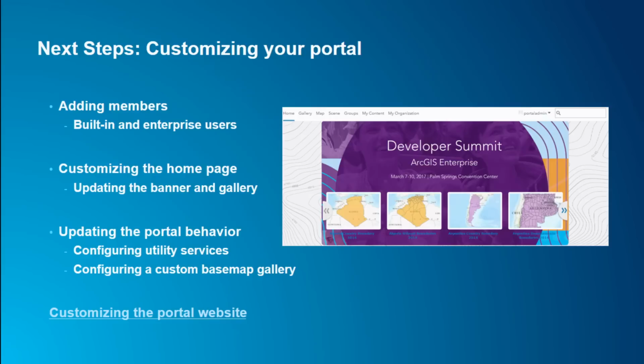And you can update some of the portal behavior. And this is by configuring utility services. For example, if you want a custom geocode service within the portal, if you want a custom routing service within the portal to use within web apps or within the web map viewer. And also if you want to use a custom base map gallery. So a lot of organizations have their own base map services that they've curated and they want to be accessible or easy to use within the base map switcher within applications. So they can easily create a new group, add their own base maps to those groups so that they're available within base map switchers.